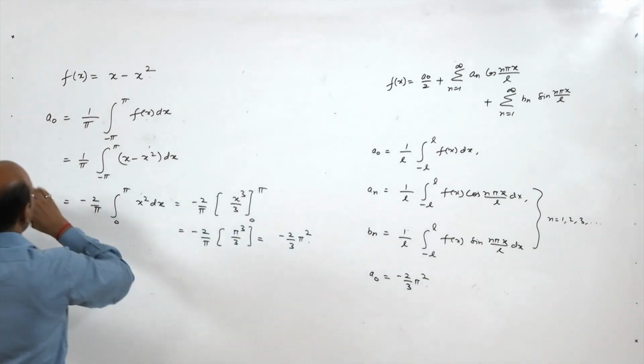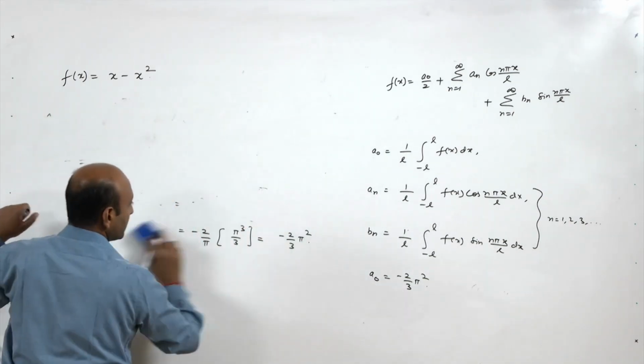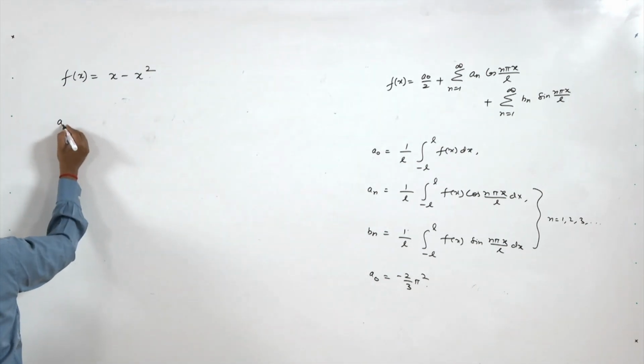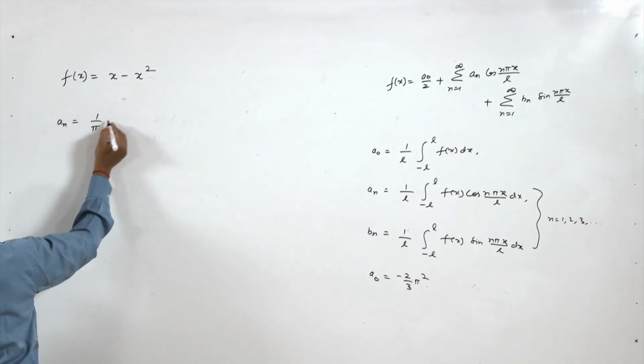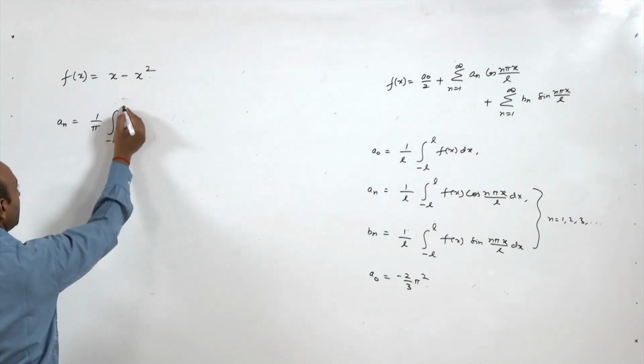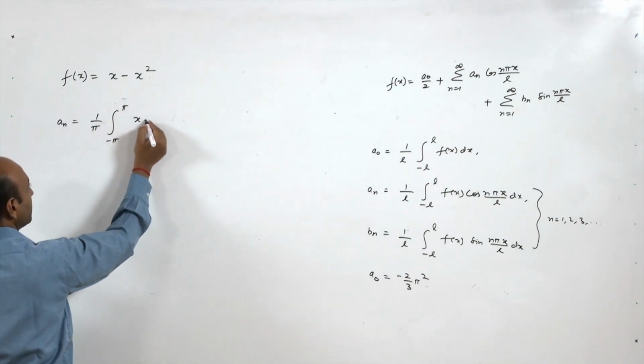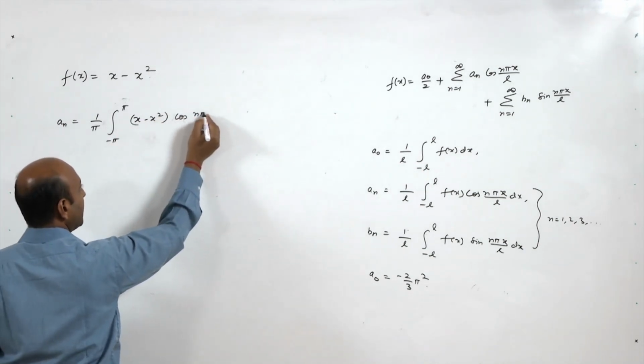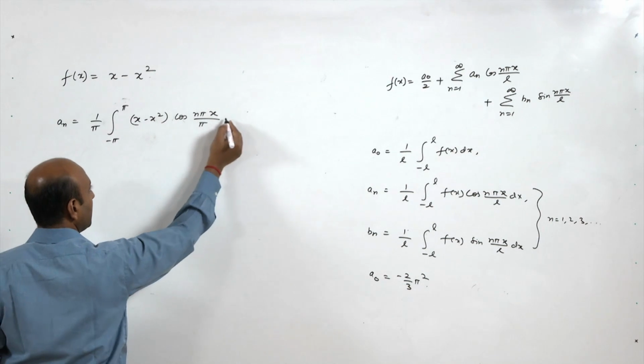Now, let us compute a n for this function. So, what will be a n? A n is 1 by pi integral minus pi to plus pi f x cos n pi x by L into dx.